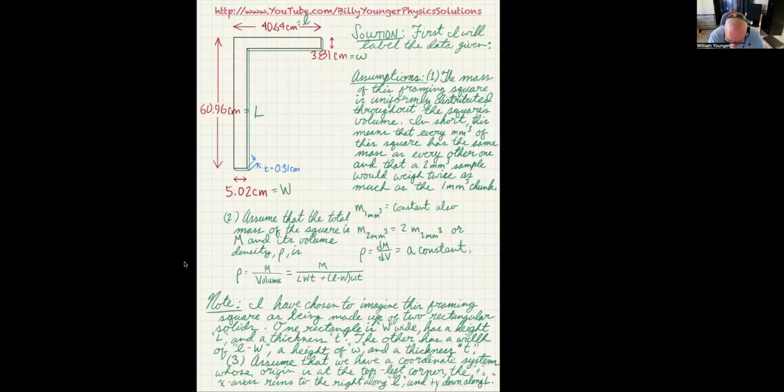So I said, in short, this basically means that the mass of 1 cubic millimeter is a constant. Also, a mass of 2 cubic millimeters is two times the mass of 1 cubic millimeter. Or the easiest way of saying that is rho, the volume density that we've talked about before, which is normally defined as the differential change in mass with respect to volume, dm/dV, is equal to a constant.